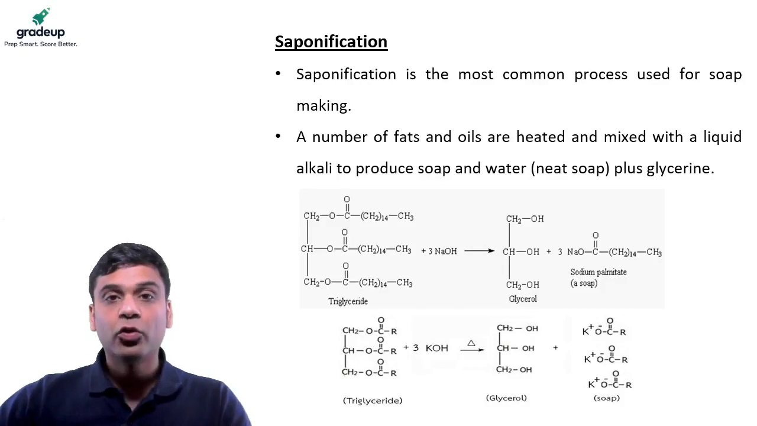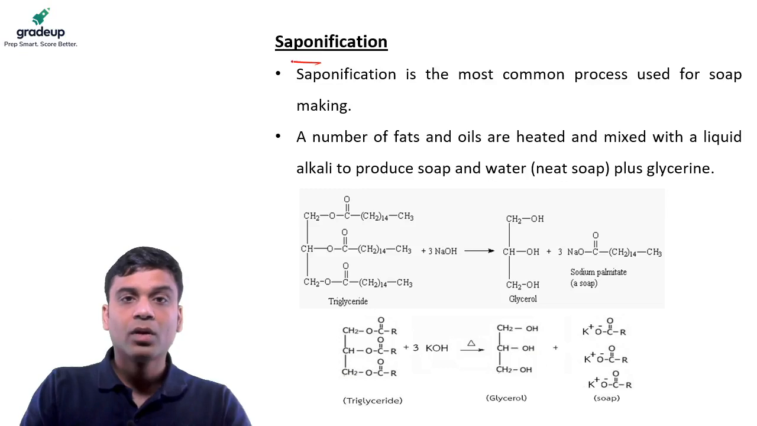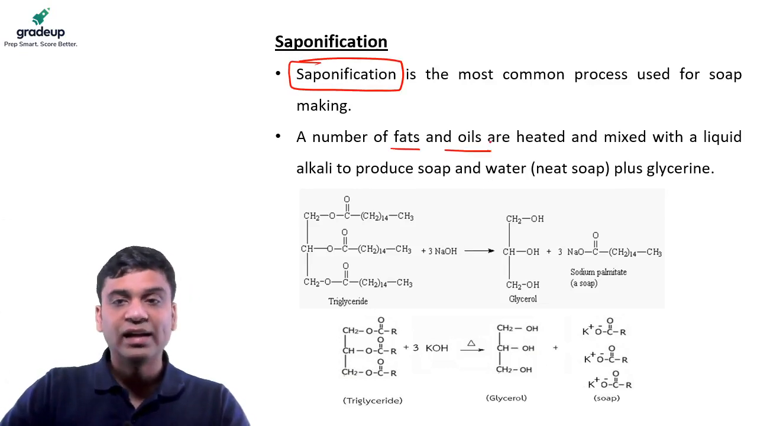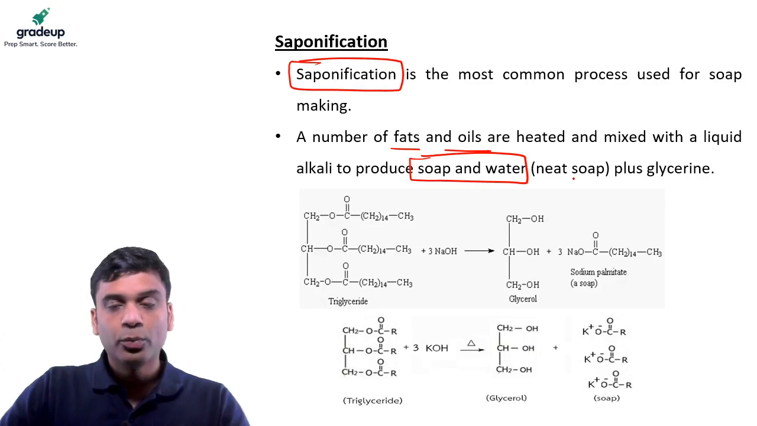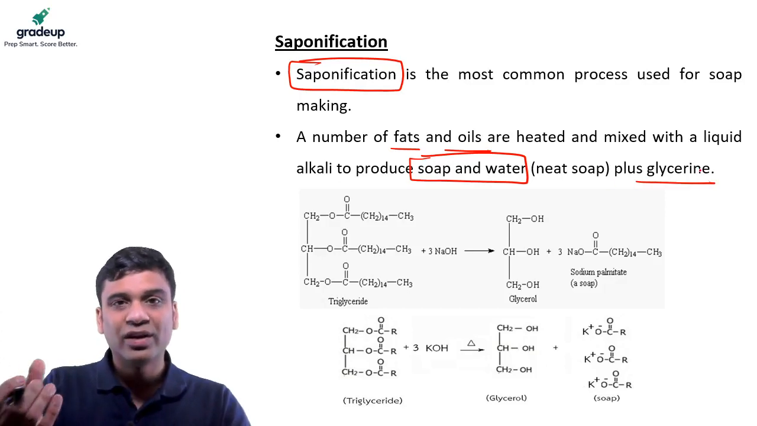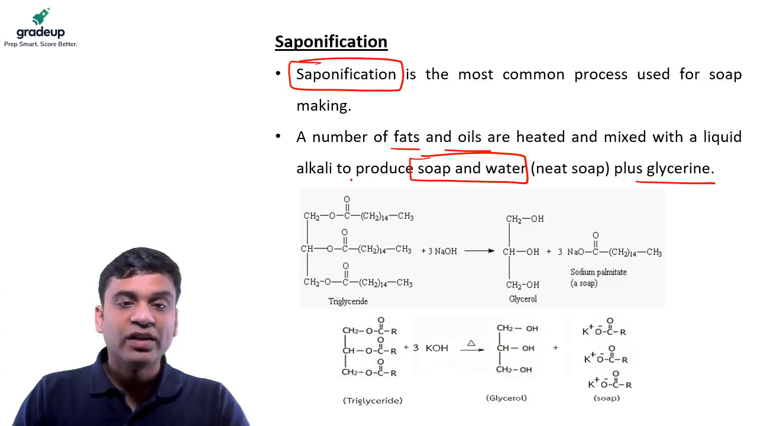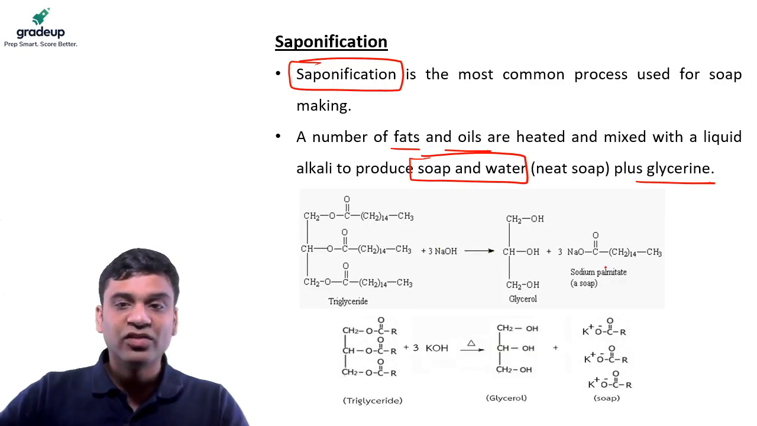And how do you make soap? The process of making soap is called saponification. So a number of fats and oils are heated and mixed with a liquid alkali to produce soaps and water. Okay, which is the soap plus glycerine. Glycerine also is added to give that soft touch to the soap. So you can see here the triglycerides are there, to which we are adding the liquid alkali, basically NaOH, and it forms glycerol and the soap palmitate.